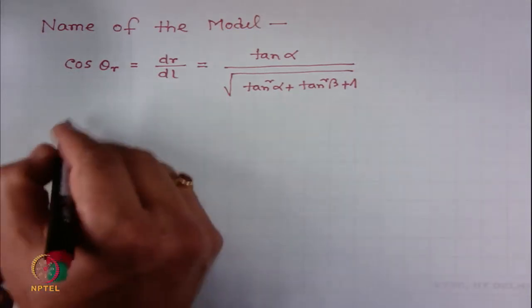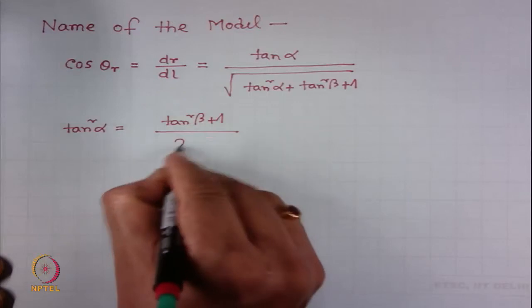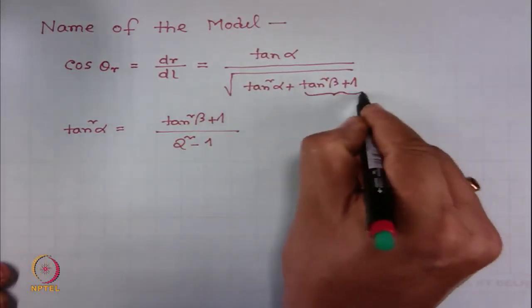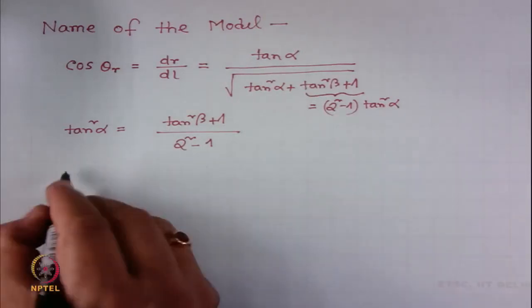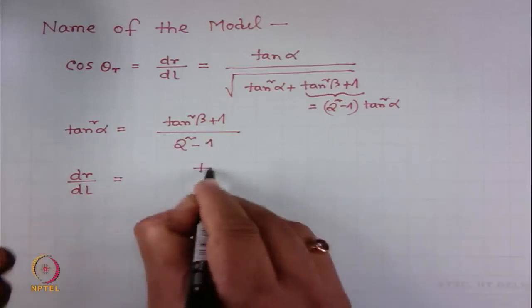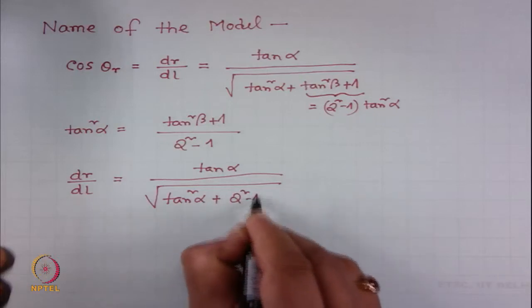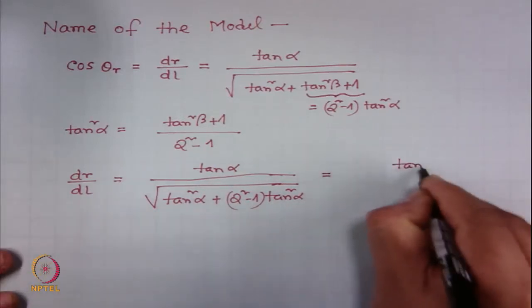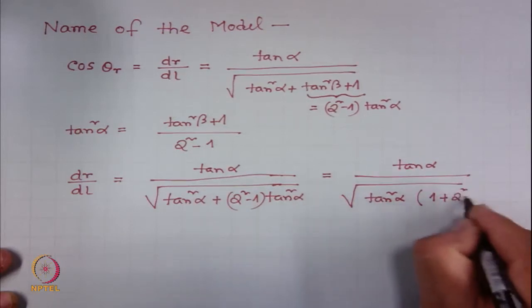Now, what does this model give? This model gives us tan square alpha is equal to tan square beta plus 1 divided by q square minus 1. So, tan square beta plus 1 can be substituted as q square minus 1 tan square alpha. So, what will we get? dr by dl is equal to tan alpha divided by square root of tan square alpha plus q square minus 1 tan square alpha. In the denominator, if we take tan square alpha out, then we see 1 plus q square minus 1.